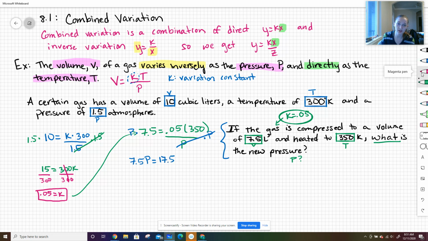Now I can solve for P. I can divide off the 7.5, and I get P equals 2.3 repeating. There it is. I hope that helped.